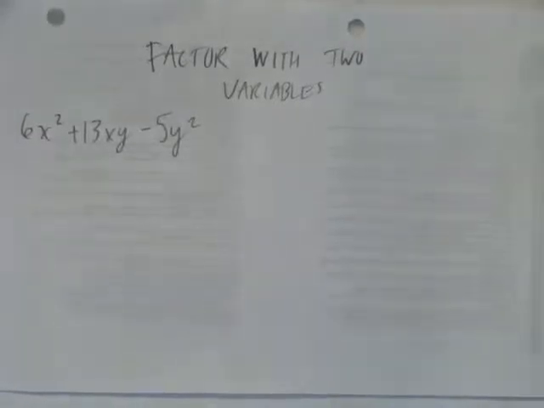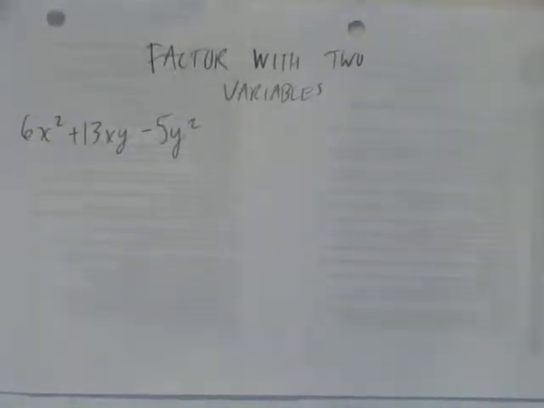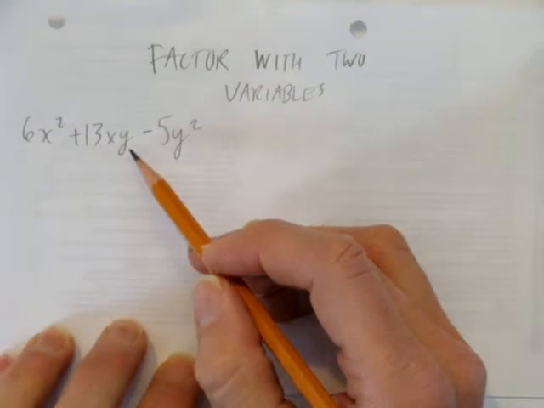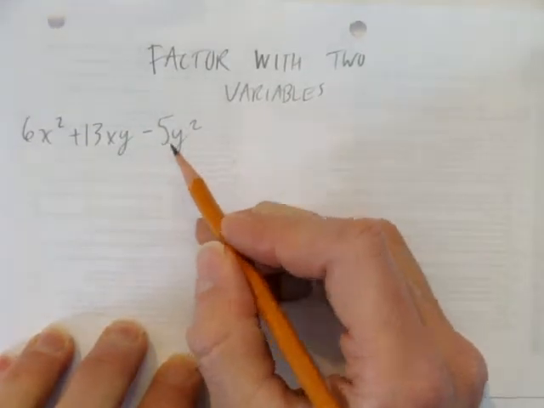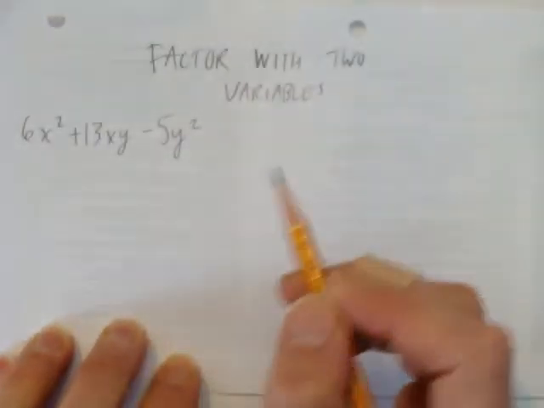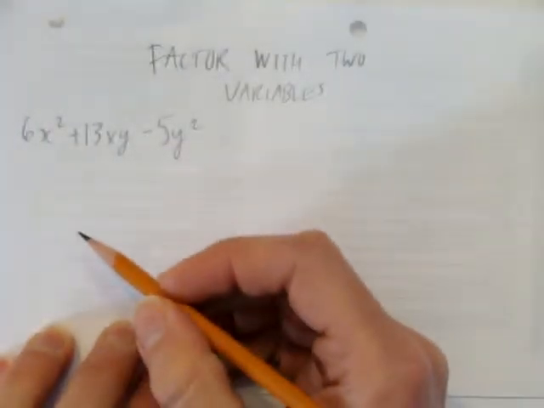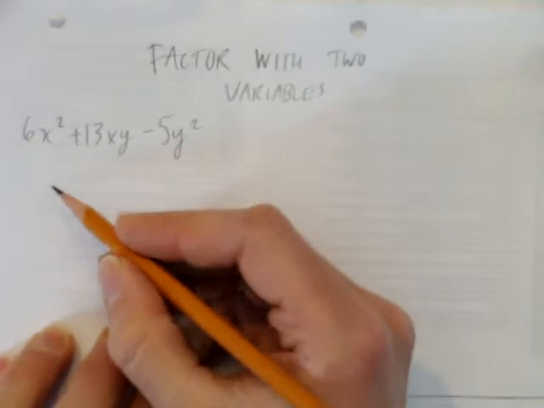In this video, we'll look at how to factor when there are two variables. So the expression we have is 6x squared plus 13xy minus 5y squared. And this is just like the other factoring videos on chart method and decomposition, so I recommend you watch those first. Nonetheless, we'll get started.